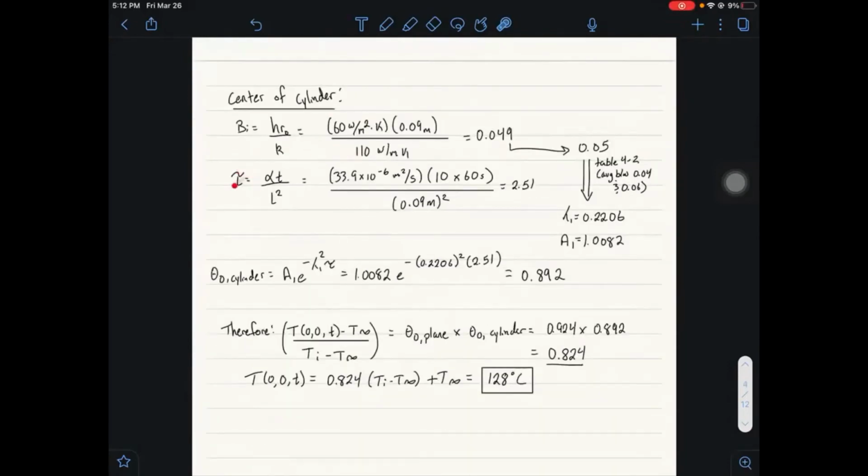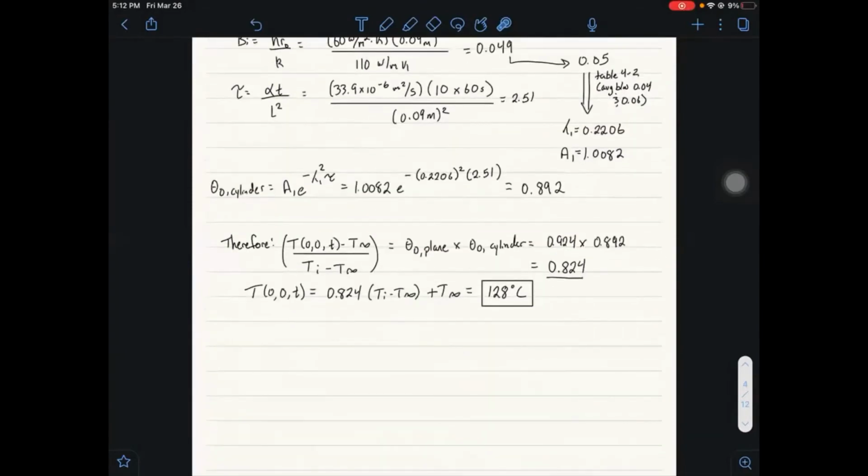Then you do the same thing for the cylinder. You find the Biot number and Fourier number, figure out the values from table 4-2, and plug that into the cylinder equation. Since it's 2D, all you do is multiply theta plane and theta cylinder. When you do that, you can set that equal to the temperature differences, and then solve for the temperature in the middle.